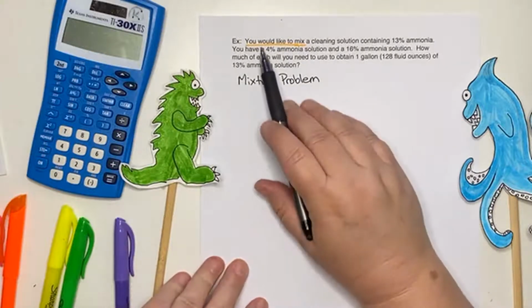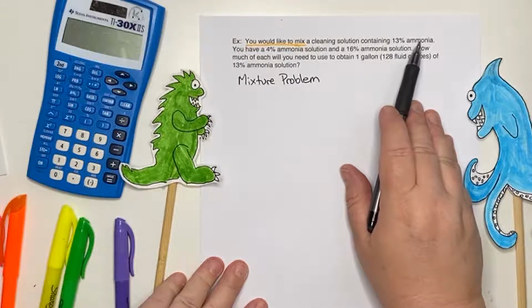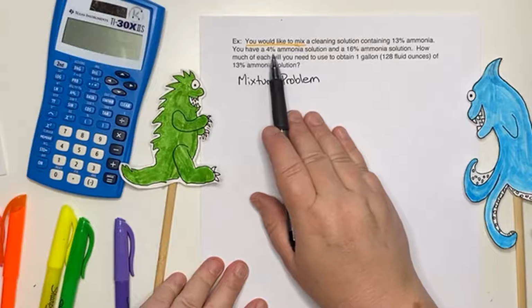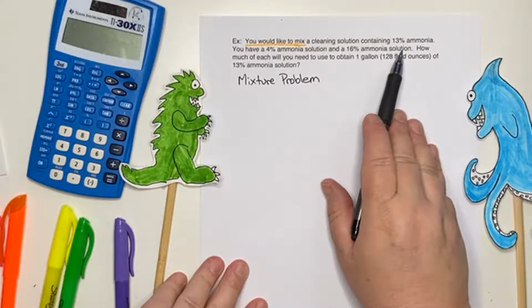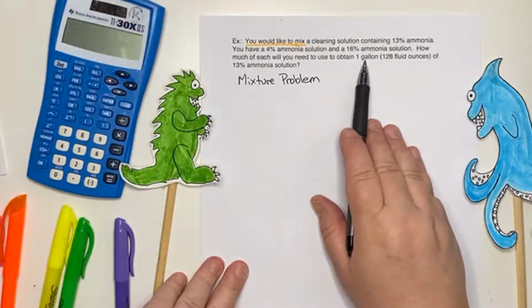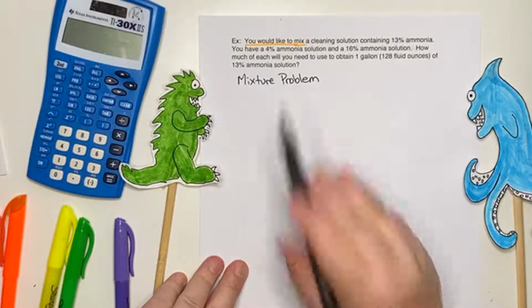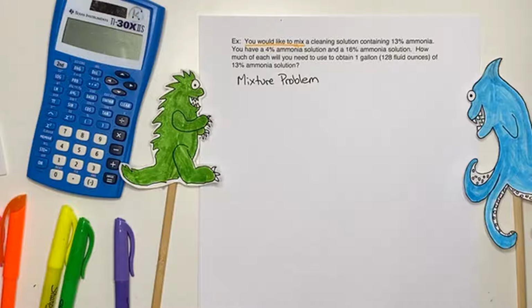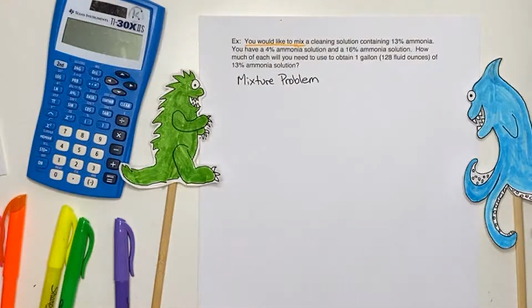So let's read it. You would like to mix a cleaning solution containing 13% ammonia. You have a 4% ammonia solution and a 16% ammonia solution. How much of each will you need to use to obtain 1 gallon, which is 128 fluid ounces, of a 13% ammonia solution? So why is this called a mixture problem? Well, literally, we're making a mixture. We're mixing two things.